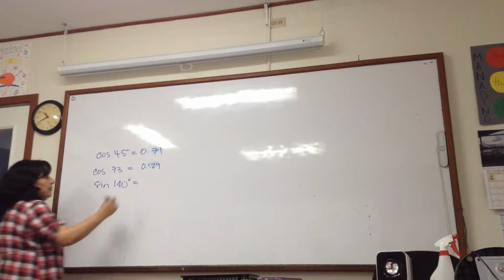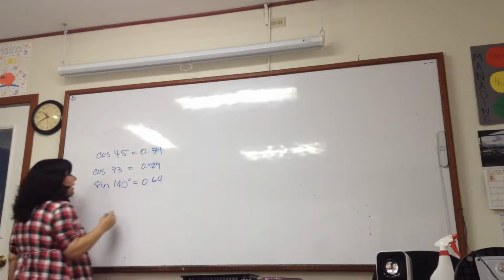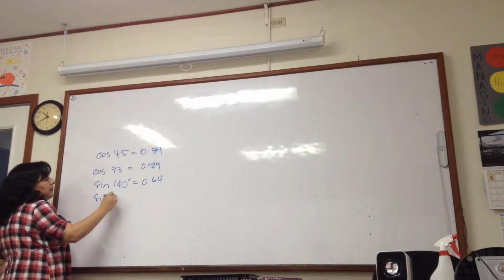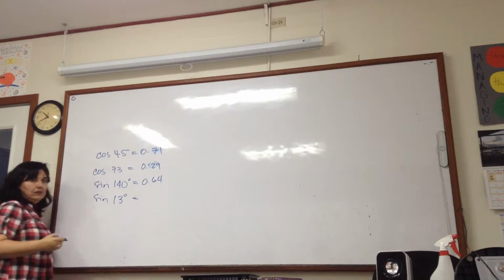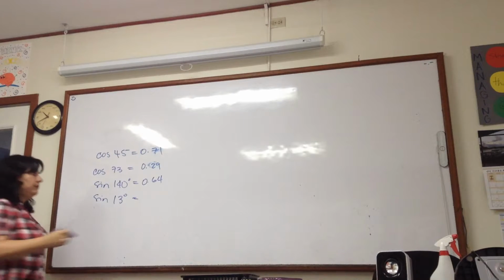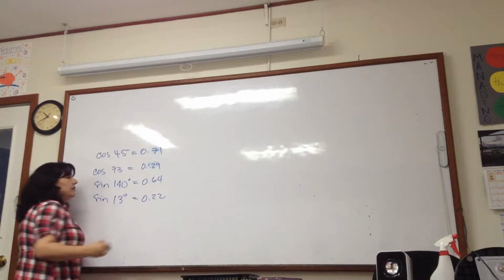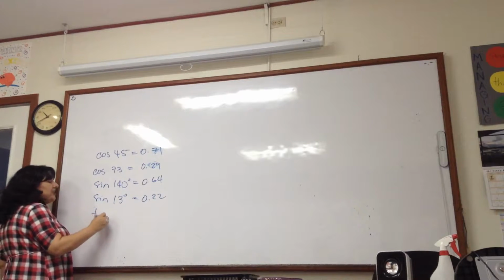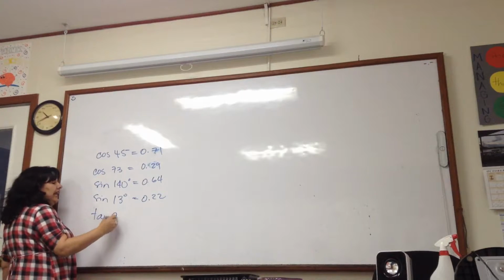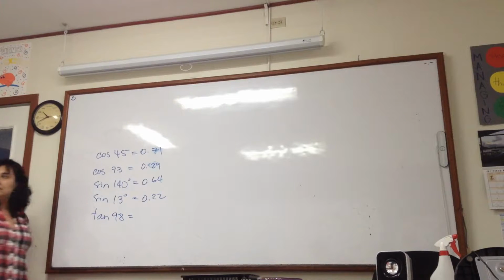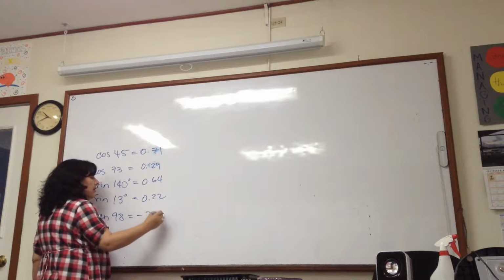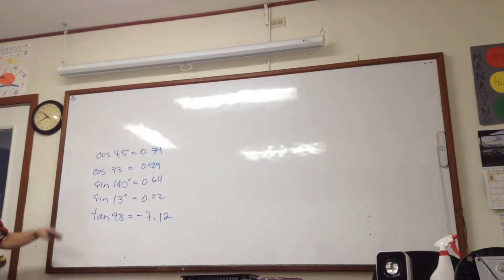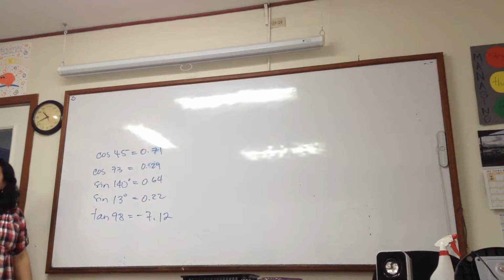0.064. Okay. How about the sine of 13? 0.22. Okay. Tangent of 98. Negative 7.11. Okay. What do you notice is the difference between cosine, sine, and tangent? One is negative. The other is positive.